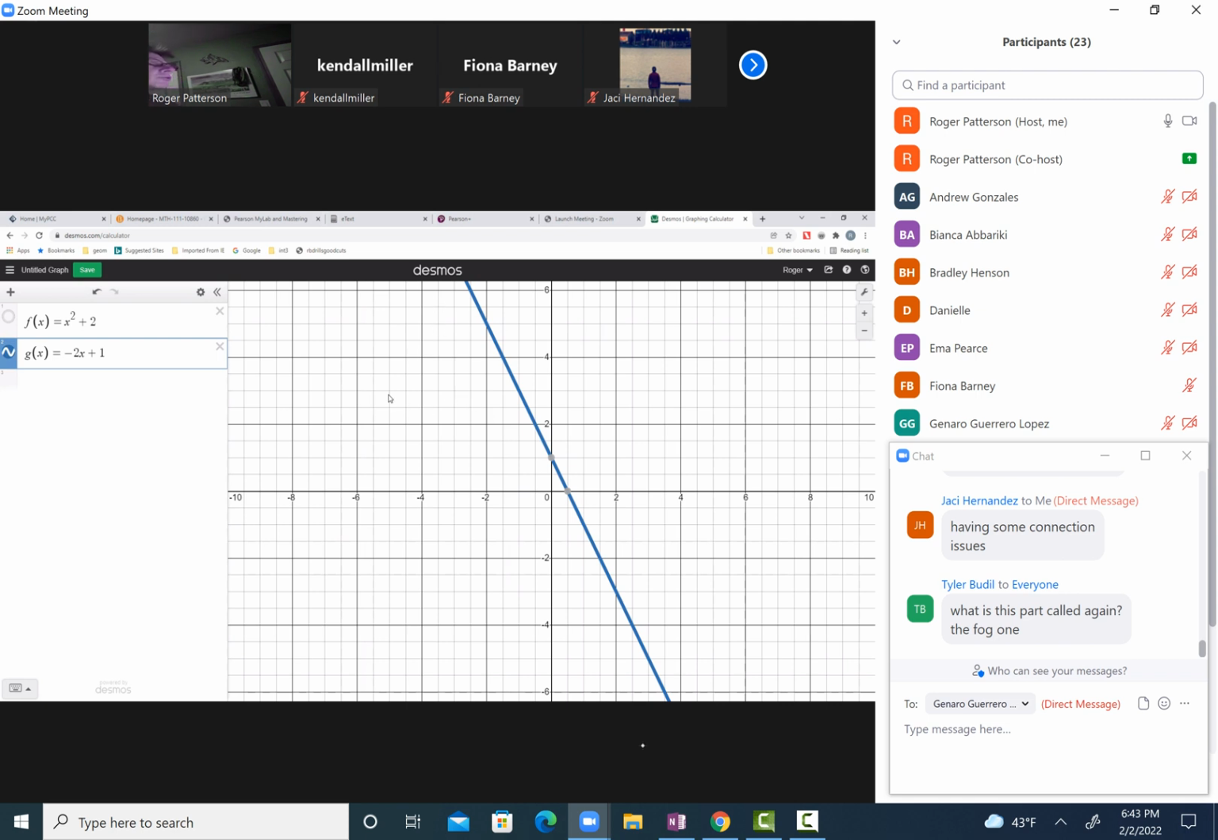So let me ask you this. What's the domain of this g function? I want to write this down. You guys tell me what it is. We'll put it in blue. What's the domain of the g function? I'll write it down here.